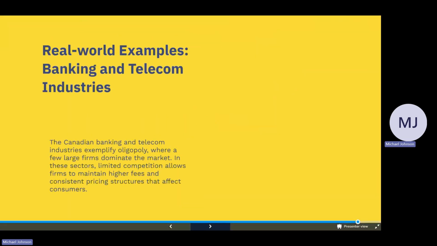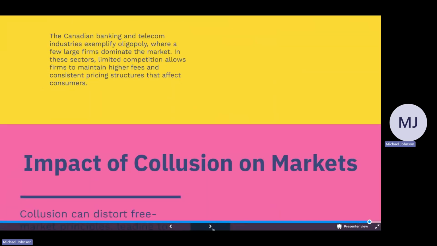Real-world examples: banking and telecom industries. The Canadian banking and telecom industries exemplify oligopoly, where a few large firms dominate the market. In these sectors, limited competition allows firms to maintain higher fees and consistent pricing structures that affect consumers.